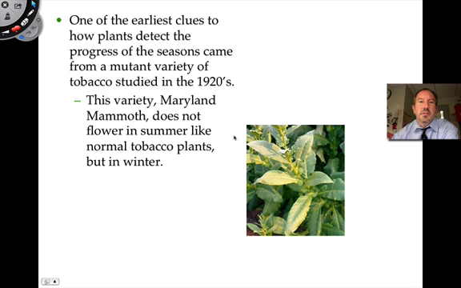It wasn't flowering like the other ones. There was a mutant variety, and it didn't flower in the summer like normal tobacco plants. It flowered in the winter, so kind of an oddball. That leads you to believe there must be some kind of genetic control, some sort of physiological response, there might be a hormone or a pigment involved in this since there was a mutation.